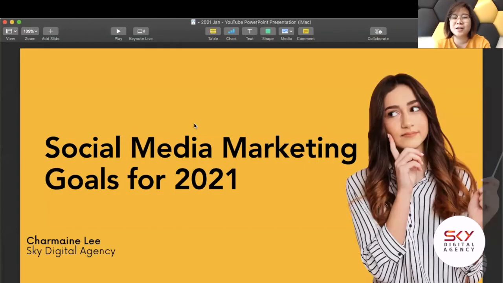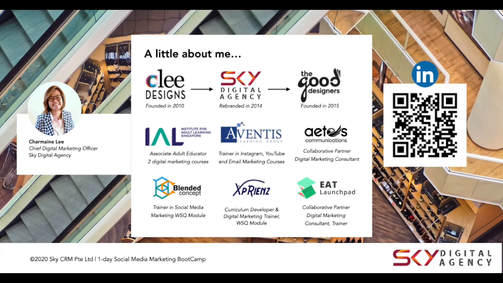Right, so this is my screen here today, social media marketing goals for 2021. Before we get started, I'd just like to run you through a little bit about myself. I'm Charmaine, and I'm also the founder of Sky Digital Agency. We rebranded in 2014. It was then called Clee Designs. I'm a designer by training, do both web and graphic design. Of course, because we were doing so much more digital, so much more CRM solutions for our clients in 2013, we felt that we really needed to rebrand so that we can actually communicate better.